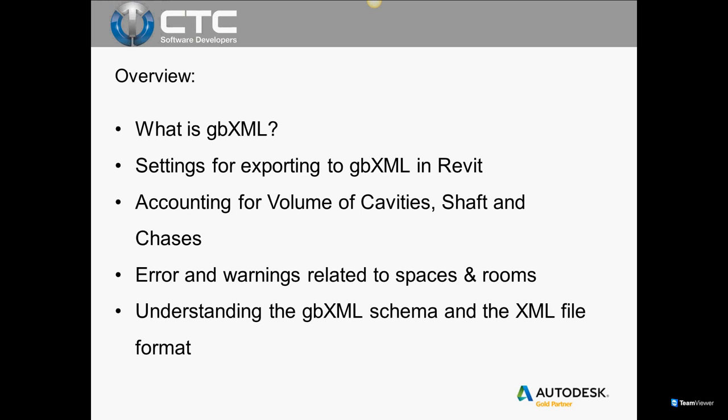We would look at how you would account for volumes of cavities, shafts, and chases, and how they get interpreted in Revit, and how it handles those situations. We'll also look at errors and warnings, some of them that you will see related to spaces and rooms as you try to export them out. And we'll finally look at the gbXML schema itself and how that file format exactly looks and what some of the things in those files mean.